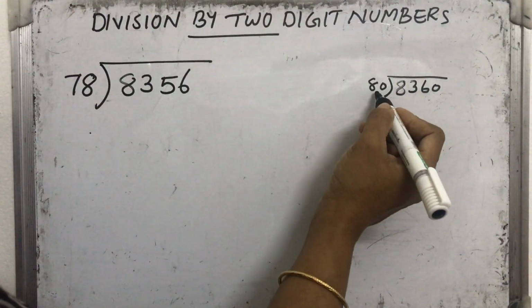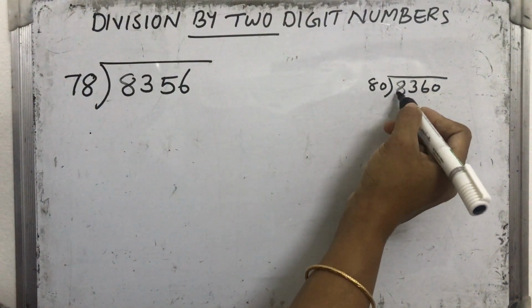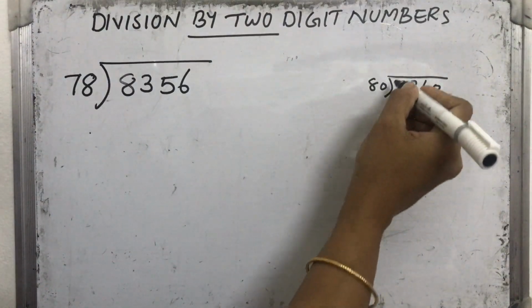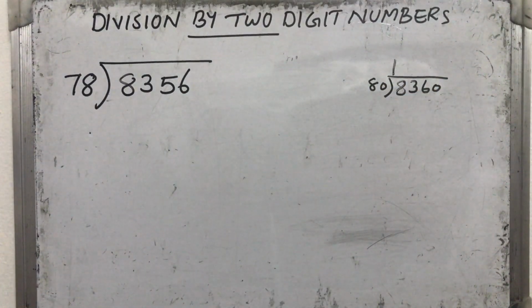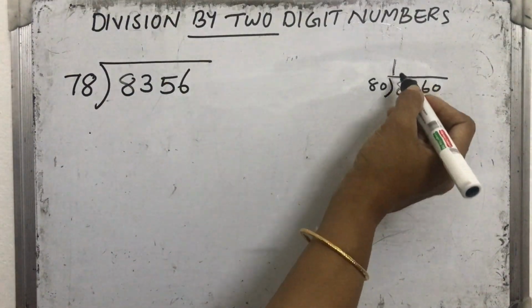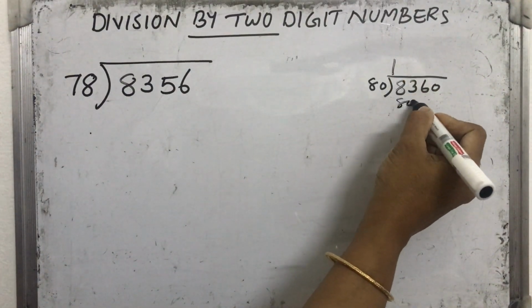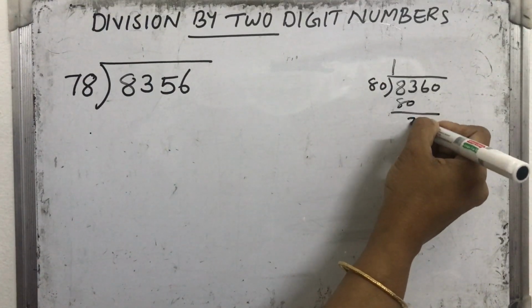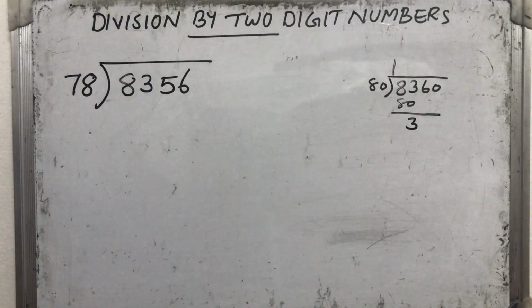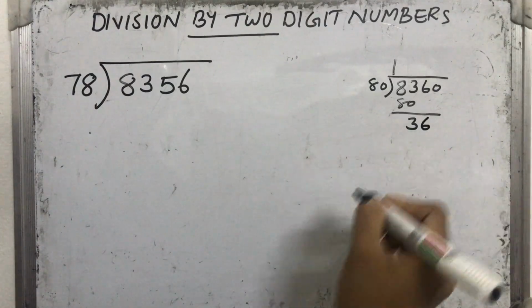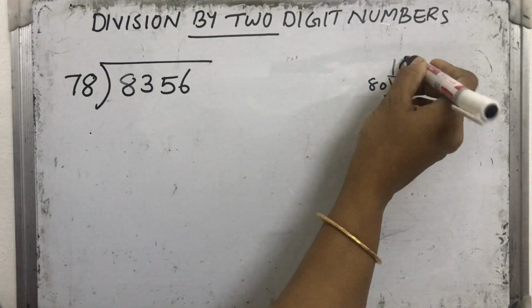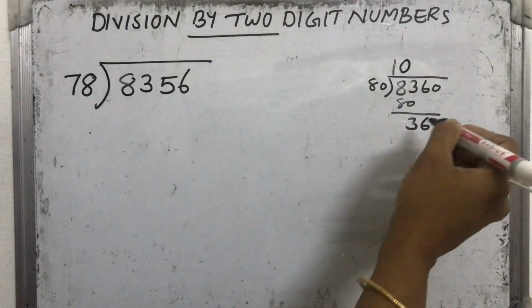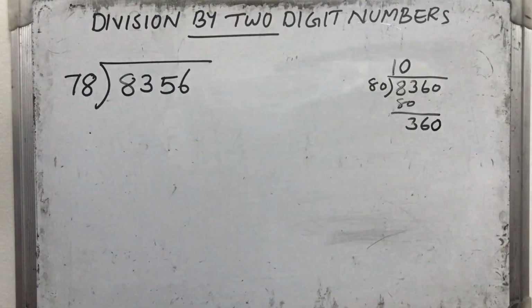So if we divide this, we get 83 divided by 80. There will be only one 80 in 83, so we write 1 in the quotient. 1 into 80 is 80, and when we subtract we get 3. Then bring down 6. Now the number is 36. Can we divide 36 by 80? No, that's not possible, so we insert a 0 in the quotient. After that, bring down the next 0.